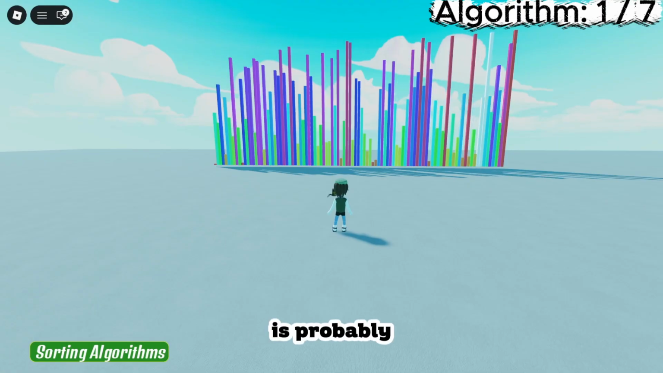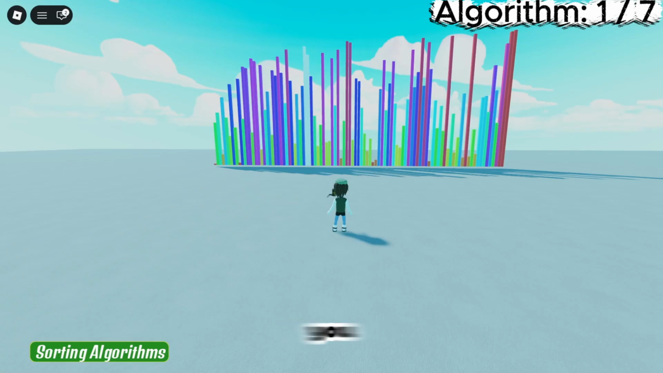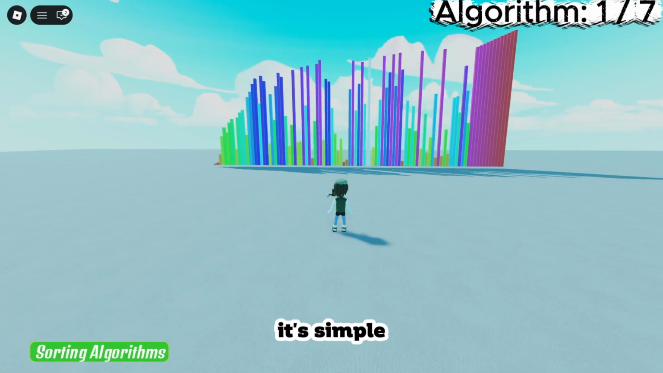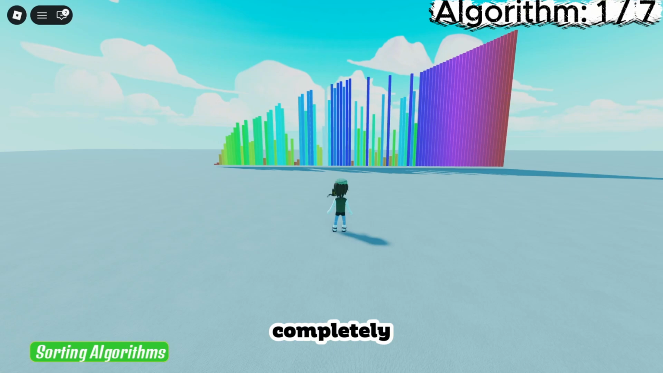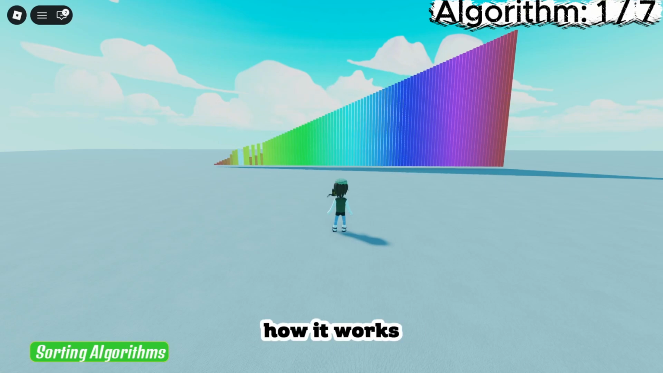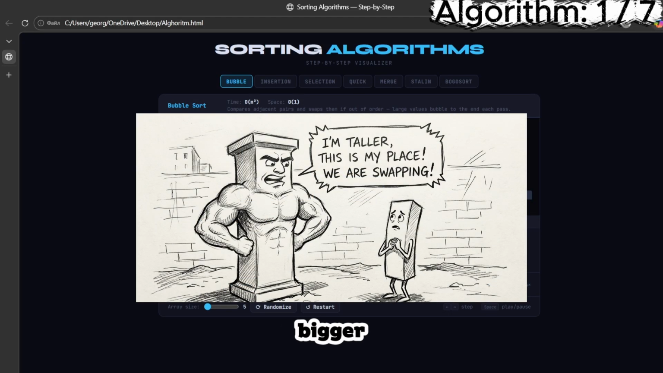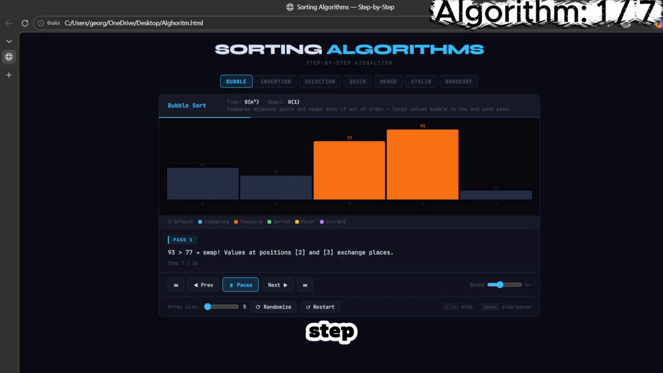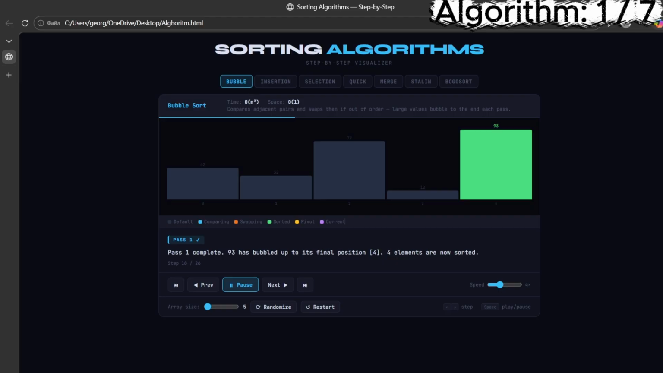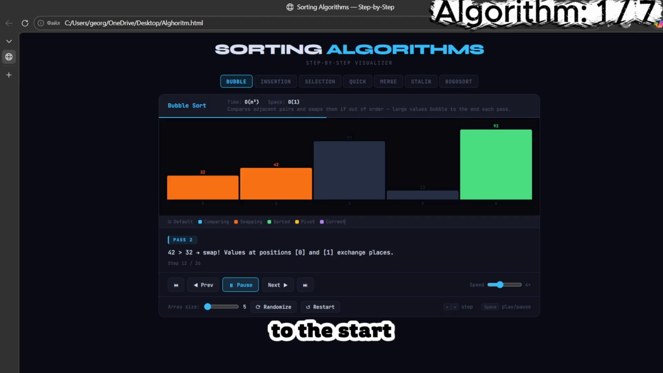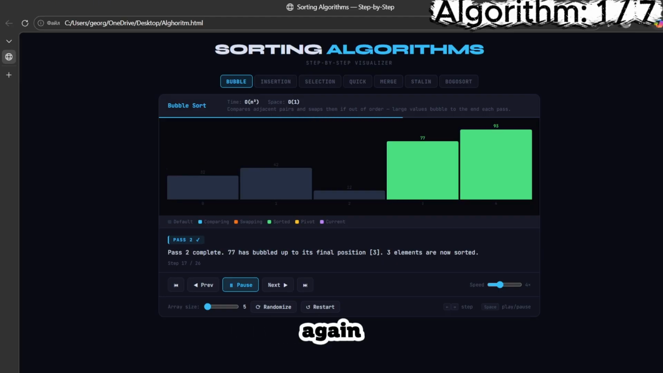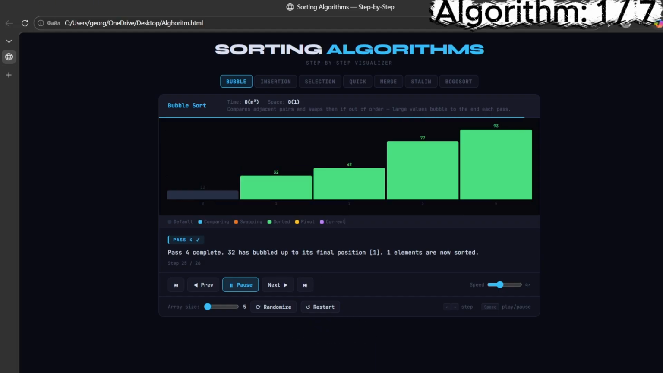Bubble sort is probably the first sorting algorithm you encounter in school. It's simple, easy to understand, and completely impractical at scale. How does it work? Compare two neighbors. If the left one is bigger, swap them. Move one step right and repeat. When you reach the end, go back to the start and do it all over again, n times total.